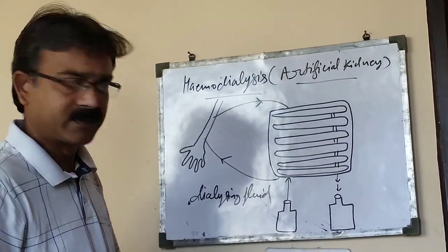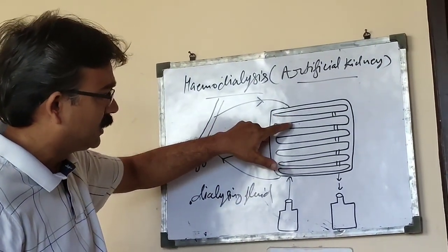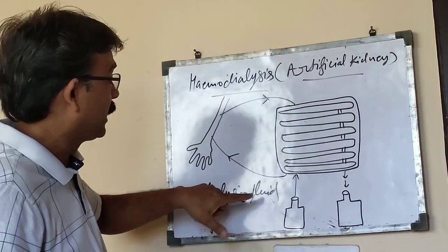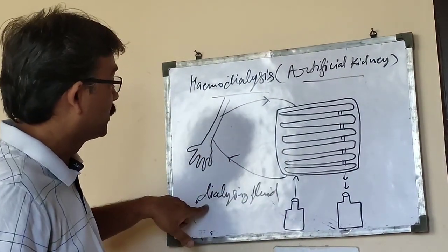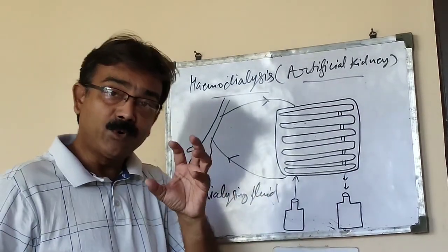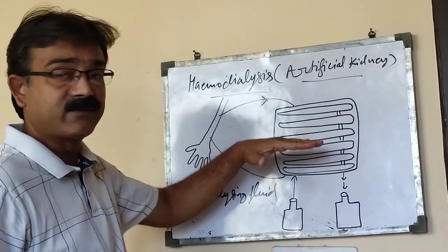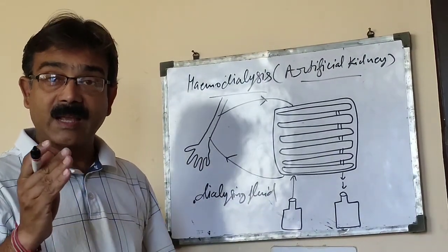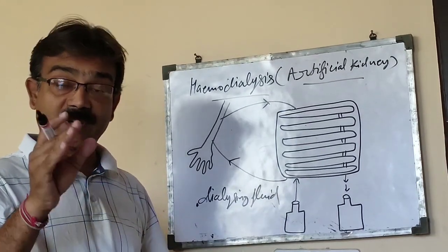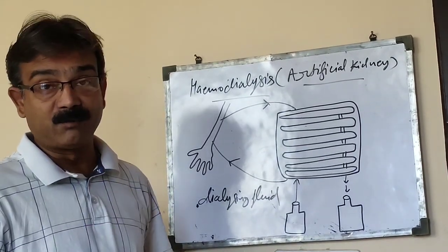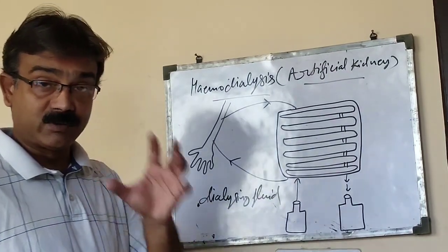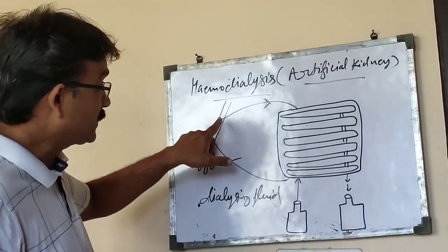Dialyzing fluid. Inside the tubule of this dialysis instrument there is a particular fluid, and that fluid is the dialyzing fluid. The composition of this dialyzing fluid is the same as the composition of blood, especially the composition of plasma of blood, because that is the liquid part of the blood. So now what happened? Try to understand what happened.